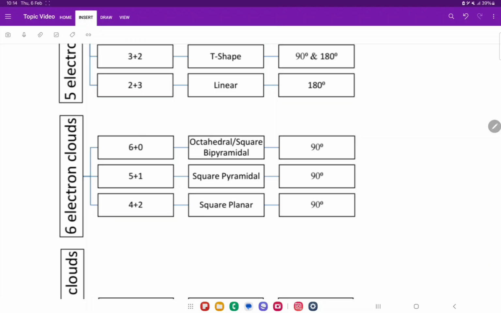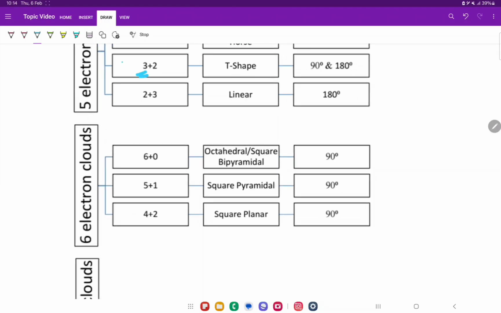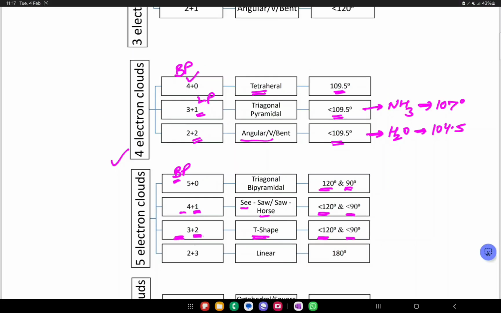Now the next condition is 3 plus 2, that is when there are three bond pairs and two lone pairs out of the five electron clouds. The shape becomes T shape and the bond angles are 90 degree and 180 degree. The fourth is 2 plus 3: two bond pairs and three lone pairs, shape is linear, bond angle 180 degree between the two bond pairs. So this is for five electron clouds.